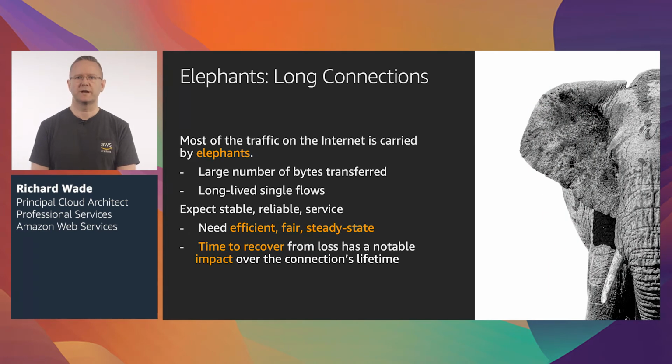Whereas we can call small connections mice, a common term for large connections is elephants. The thing to note is that while the majority of the number of connections on the internet are mice, the majority of the data volume transferred is in elephant flows. Elephant flows are, as you can imagine, very long-lived and transfer a large volume of data. This could be in the hundreds of megabytes, gigabytes, or even terabytes. For such flows to perform well, they require an efficient network connection, which will give them a fair share of the available bandwidth. Packet loss does have a notable effect on these long-lived connections, and we will now look at how TCP works in order to understand why this is.